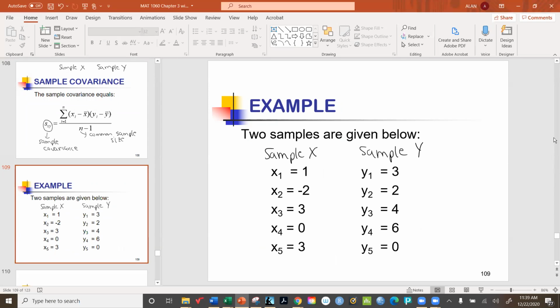And for each one, the first thing you'll do is calculate the means, okay? So you'll calculate X bar and Y bar. And when you're done with that, then you'll see how this works, okay? So I'll give you a second to write this down if you want to write down these numbers. And then we can carry on with the calculations.